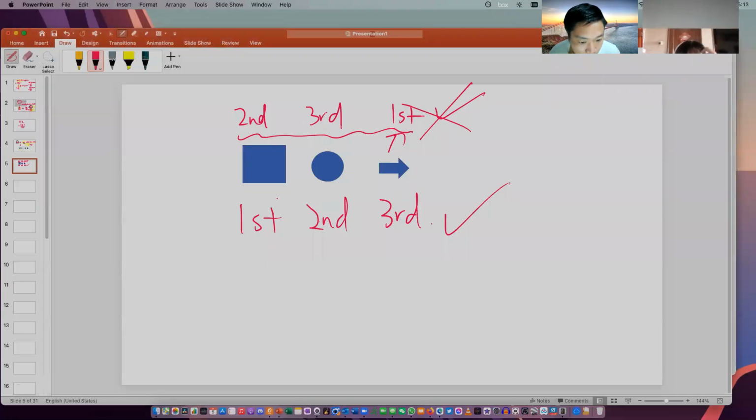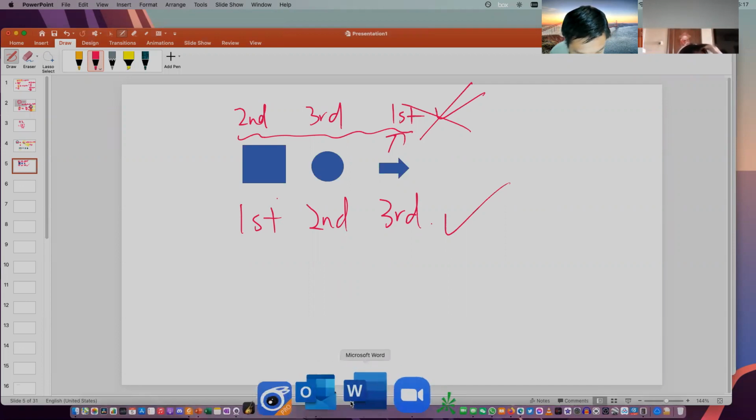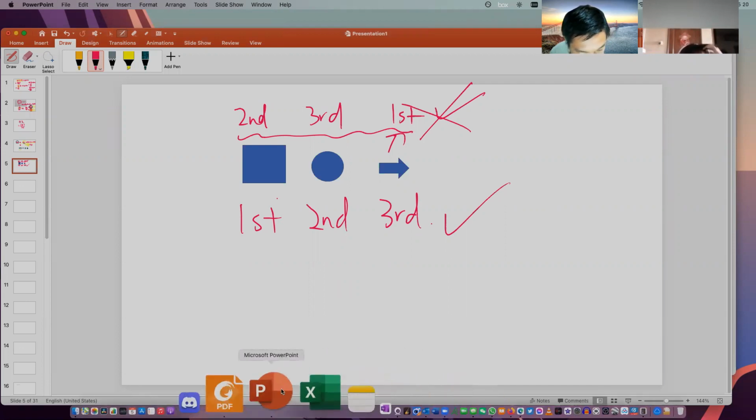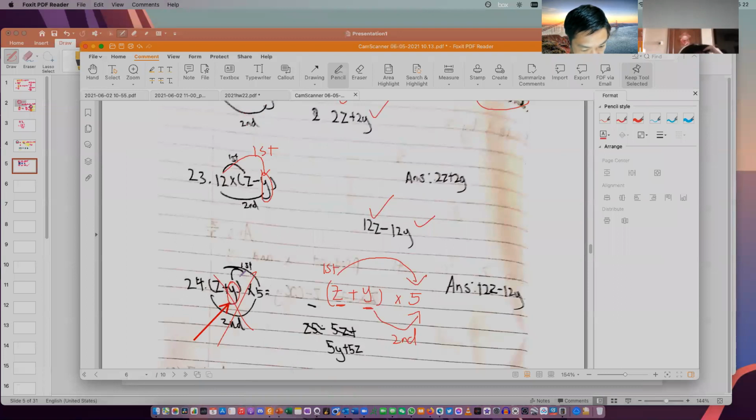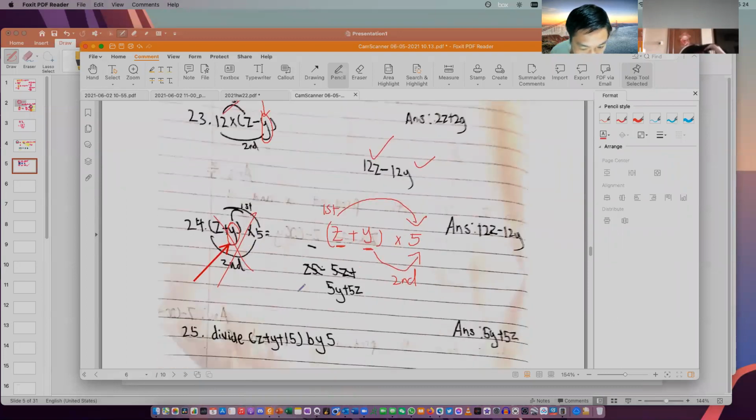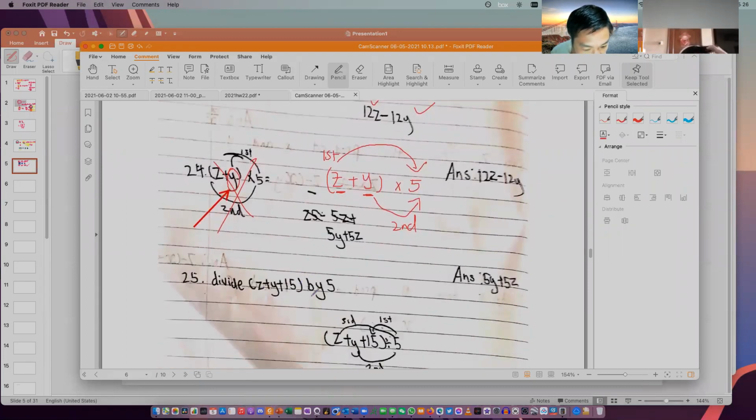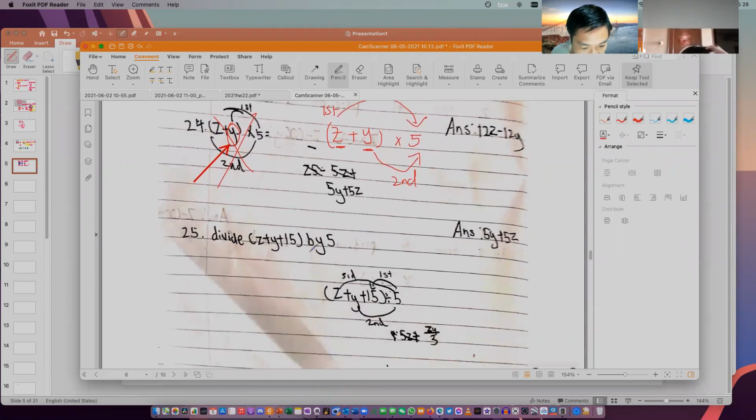Okay. Good. So the order is important when it comes to opening the brackets. The order is very important. Next. So divide by 5. So by 5 means the 5 is below. Then you see, I don't know why your first is 15. I also don't know why your Y is second. I don't know why your Z is third. Does it make sense or not?